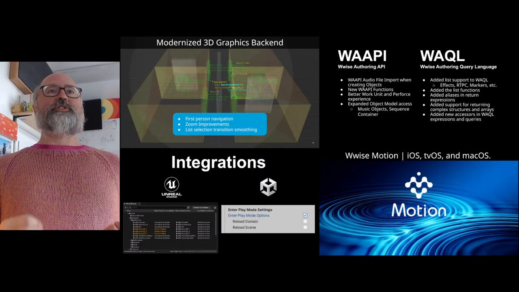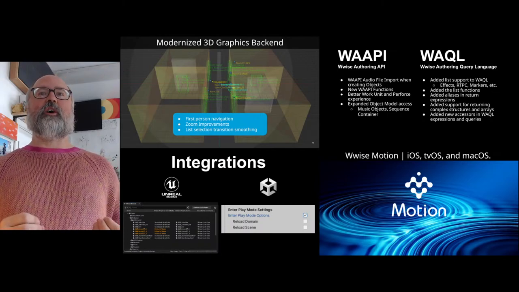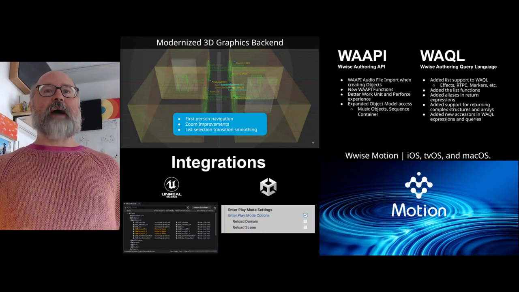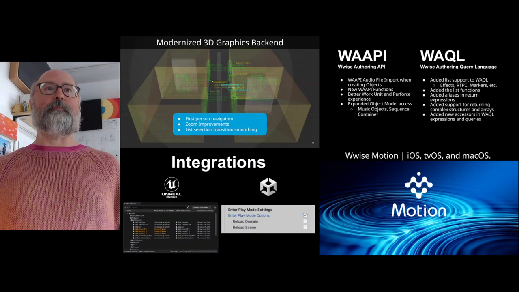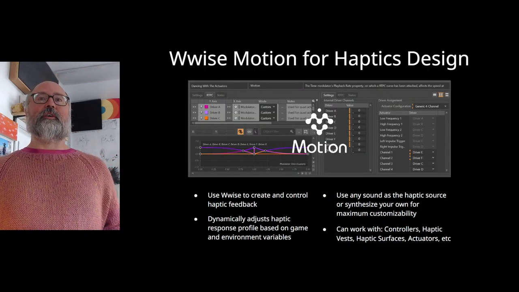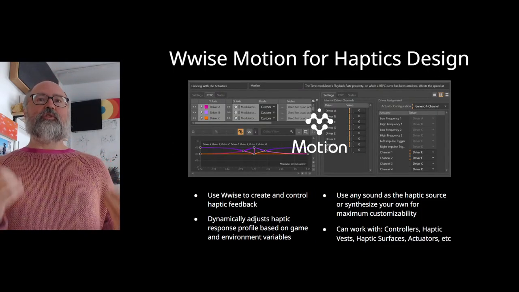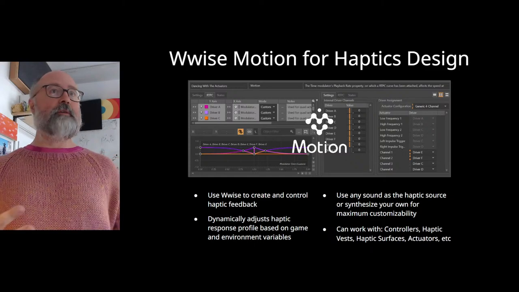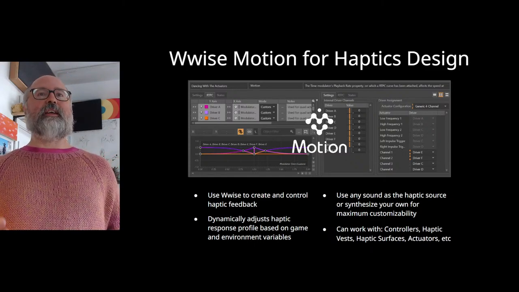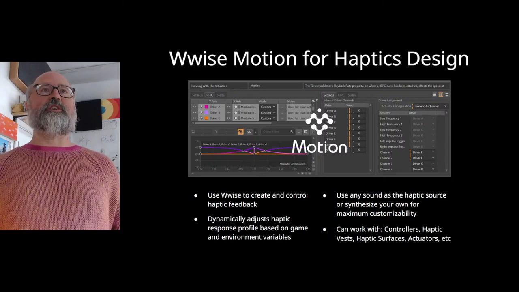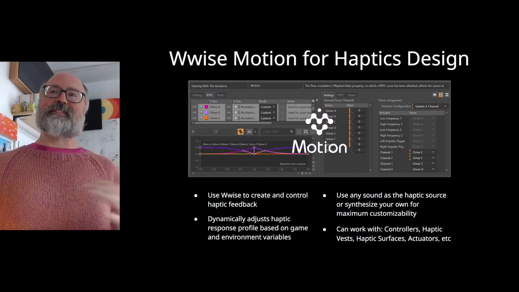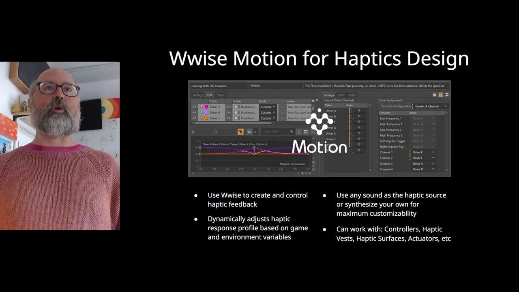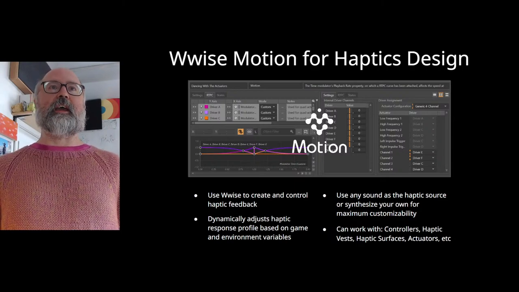Lastly, we've added motion plugin support to iOS, tvOS, and macOS. As the list of platforms grows that can leverage haptics for controllers and other devices featuring vibration. And if you haven't heard of the motion plugin, it's a way to use Wwise to create and dynamically control haptic response using sound or by synthesizing your own to create increased physical immersion using controllers, haptic vests, surface actuators, and other devices that can help bridge that gap between the real world and the experiences you're creating.